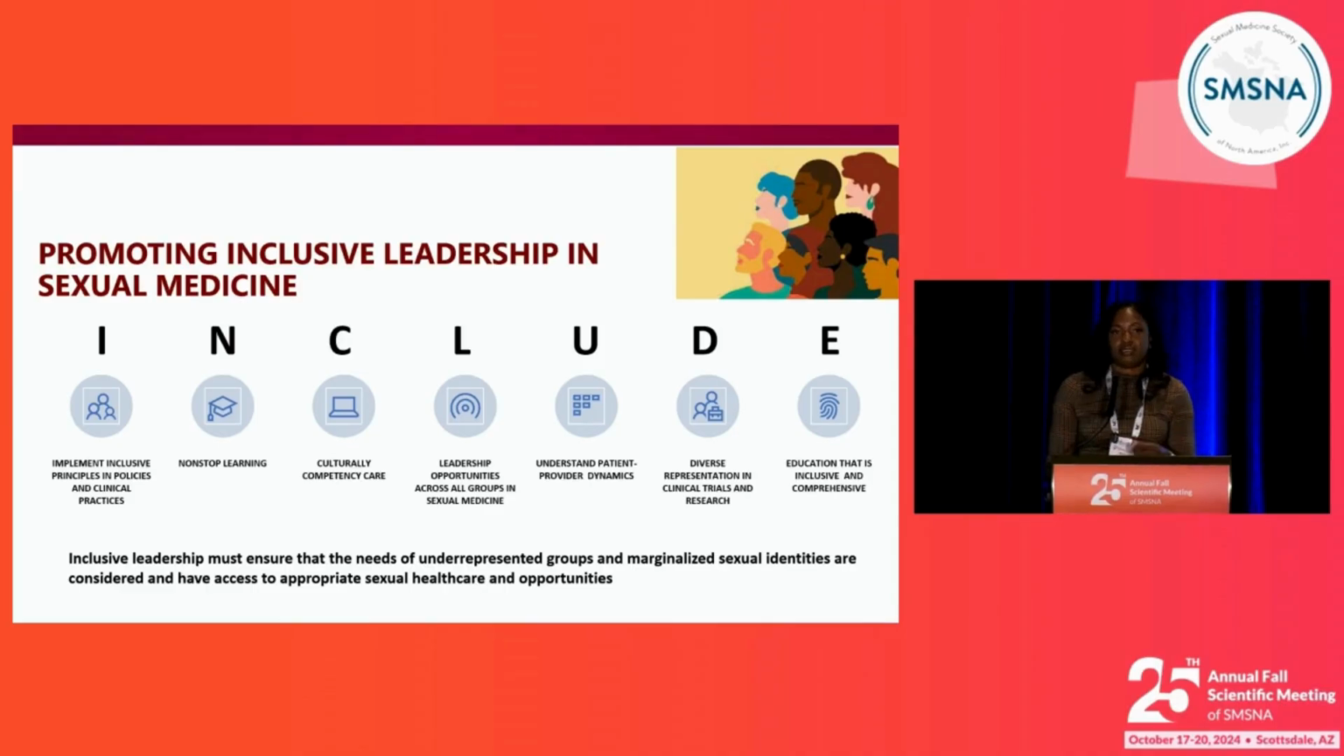But the crux of this is that inclusive leadership has to ensure that we are addressing the needs of underrepresented groups in sexual medicine, marginalized groups when it comes to sexual identities, and that everyone has the appropriate access to healthcare providers and also to opportunities. So we want to implement inclusive principles, policies, and clinical practices. We want to think about nonstop learning. I mentioned before, one of the tenets is just being curious, right? We have to constantly be in lifelong learning mode when it comes to this.